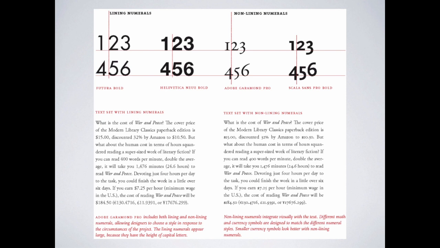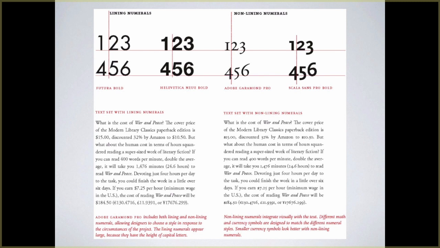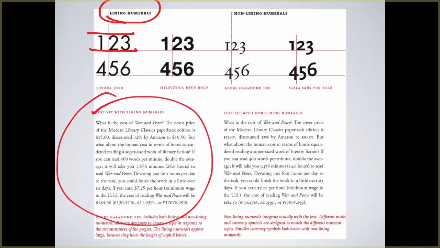So here we go in this example. We have on the left side up here, we have our lining numerals, which essentially are from X height to cap height on all the letters. And if we look at the paragraph here, we move along. The cover price of the paperback edition is $15. So look right there at that little $15. It stands out because it's tall in the context of the overall piece. Likewise, we come down here a little bit further, and we can see that number there. It stands out. All the numbers stand out.